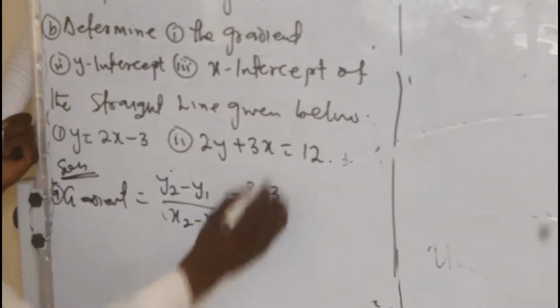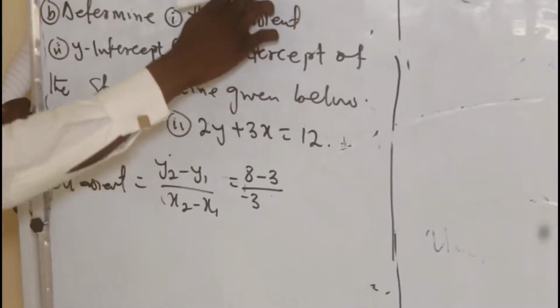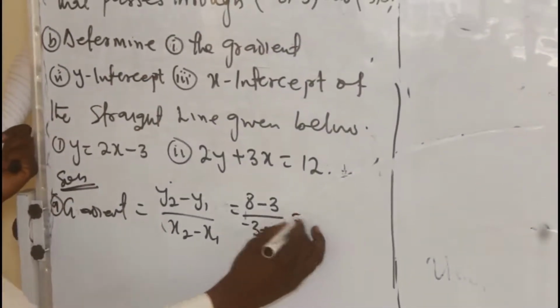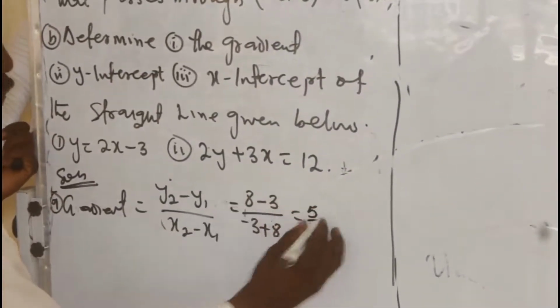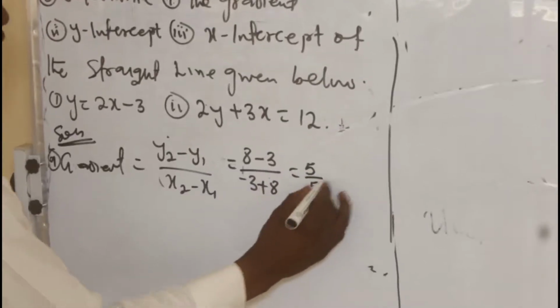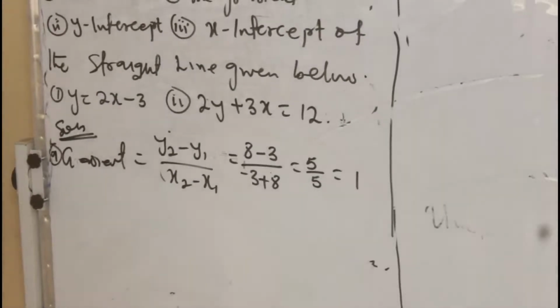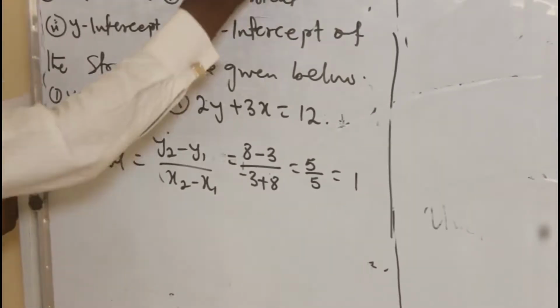Our x2 is minus 3, minus 1. So it's going to be positive because x1 has negative. Minus 3 plus 8. So we have 8 minus 3 is 5 over minus 3 plus 8 is another 5. So the gradient of this is equal to 1. Simply, that is how to calculate the gradient. So that is all about this.